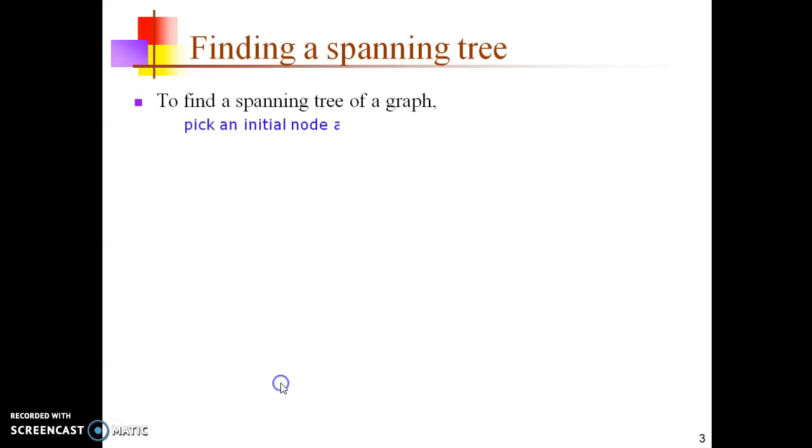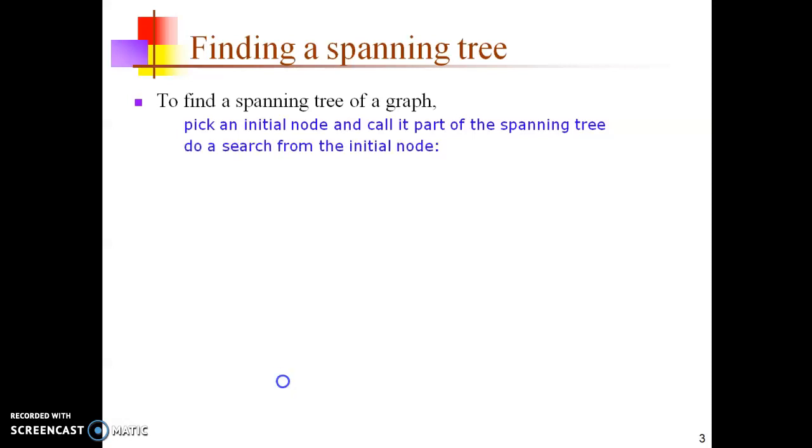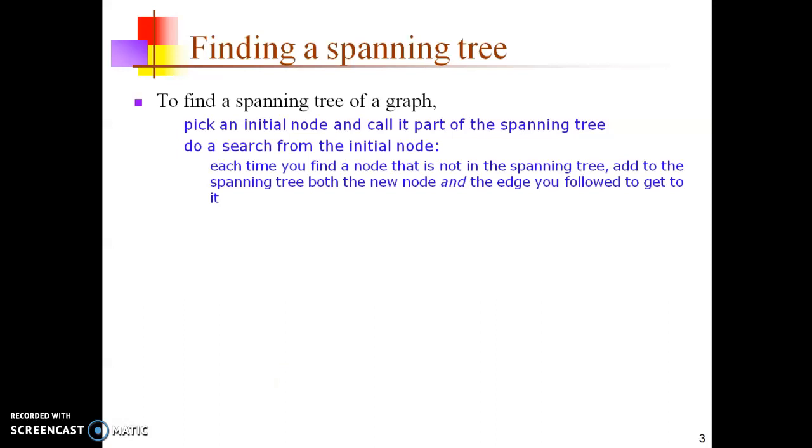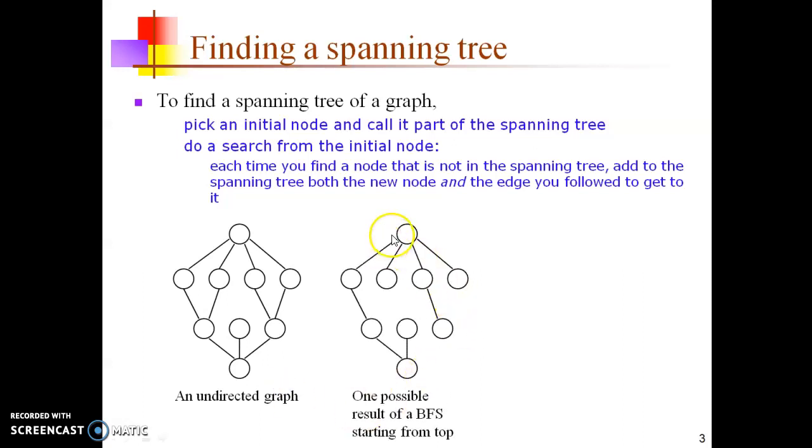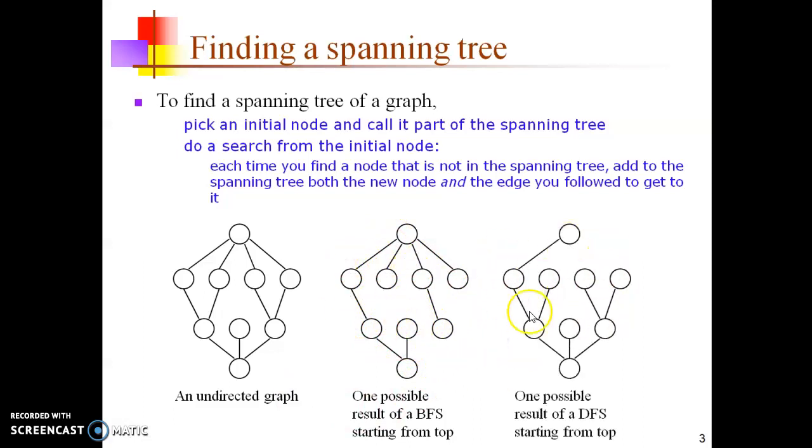How do you find a spanning tree? Well, pick an initial node, whatever node you want. Call it part of the spanning tree. Usually we call it T. Do a search from that initial node to all the adjacent nodes, adjacent vertices, and add one to the spanning tree, both the node and the edge. And then you keep doing that over and over until you get to all of the nodes. But remember, you have to make sure that you have no cycles in there. So this is one possible, and this is another possible.